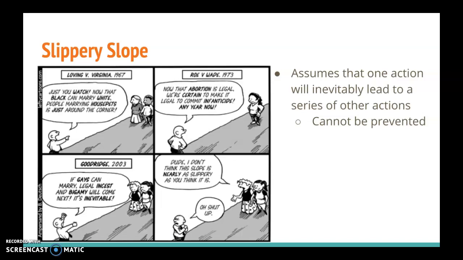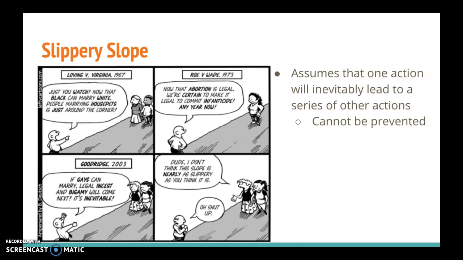In reality, we generally have ways to stop progression wherever we want to. Usually, taking one step is not going to inevitably lead to other really perceptibly negative steps. We usually can stop somewhere along the way where it makes logical sense to stop.